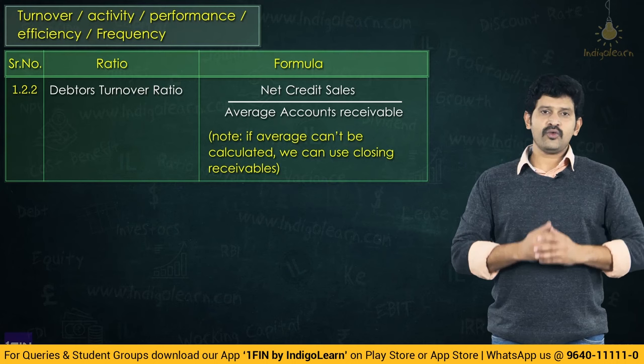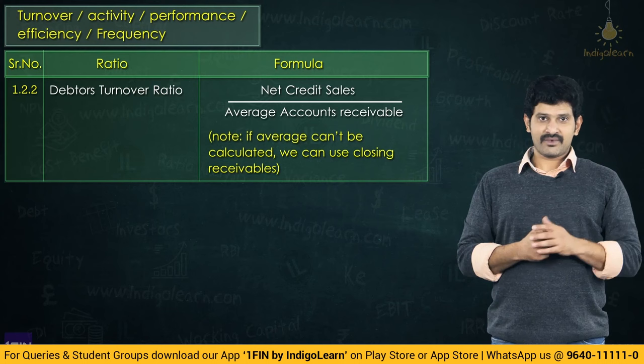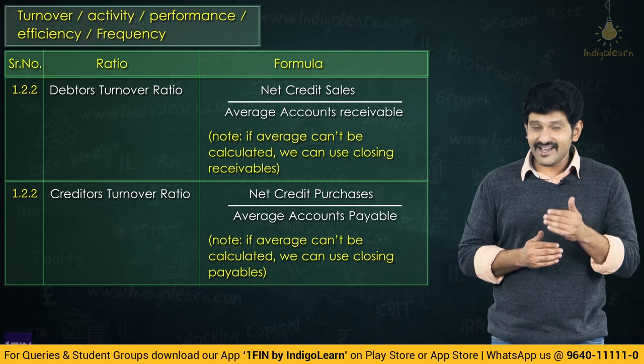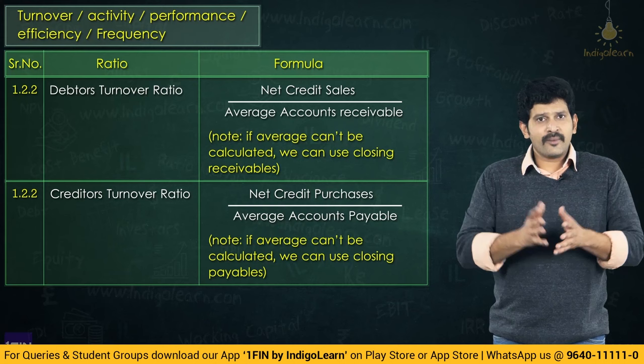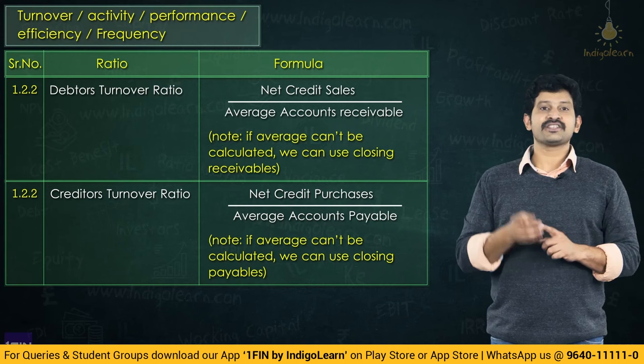Now, till now, in all these turnover ratios or frequency ratios or efficiency ratios, whatever, it is higher the better. But the next one which is coming up, that is creditors turnover ratio, it is lesser the better. Here we will take credit purchases divided by what we took there, average debtors, here average creditors. Therefore, what is the formula of credit payment period? Average creditors divided by credit purchases into 12 months or 365 days.